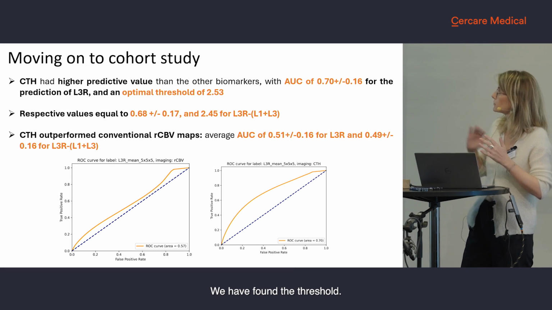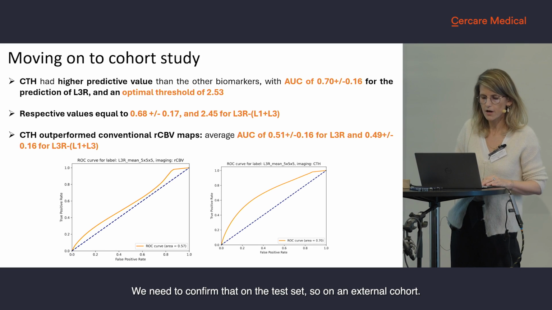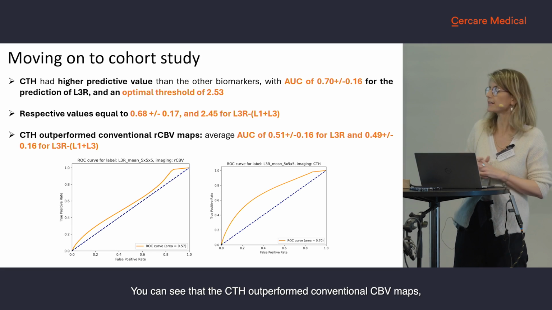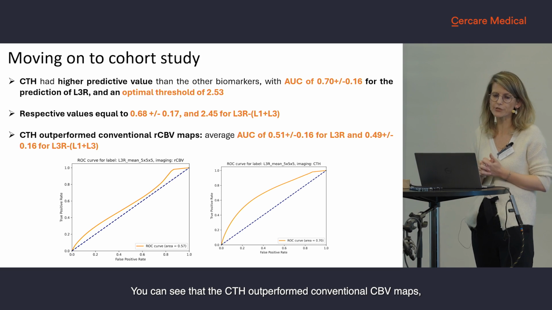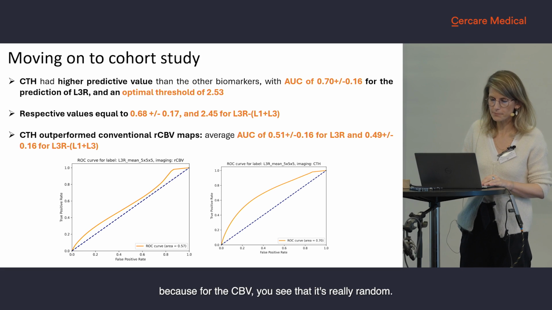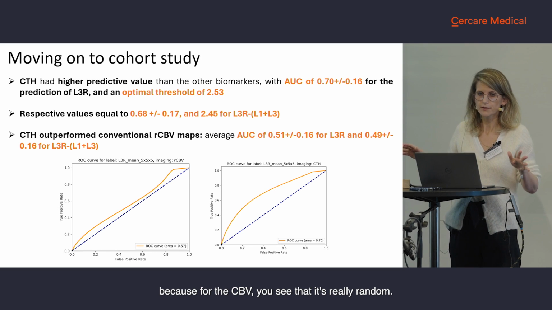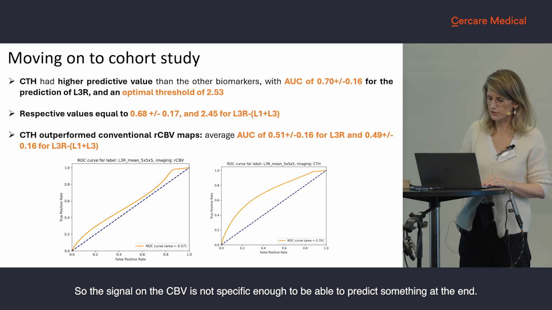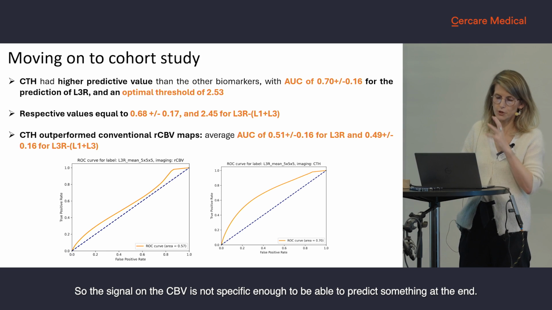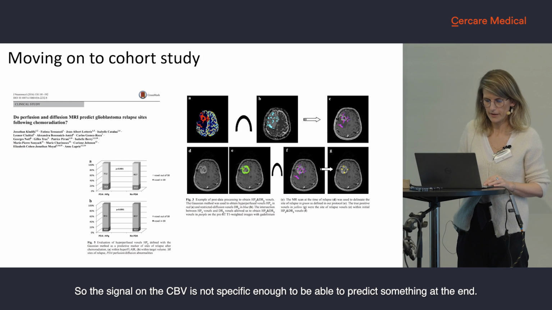For the moment, we have found the threshold, but we need to confirm that on the test set, so on an external cohort. And you can see that this CTH really outperforms conventional CBV maps, because for the CBV you see that it's really random. So the signal on the CBV is really not specific enough to be able to predict something at the end.